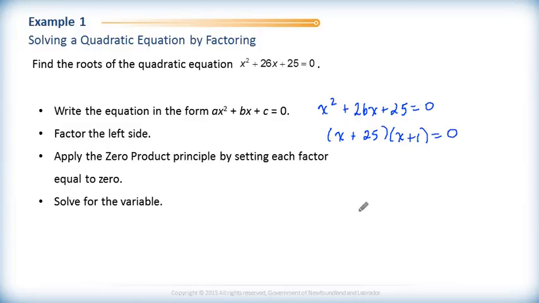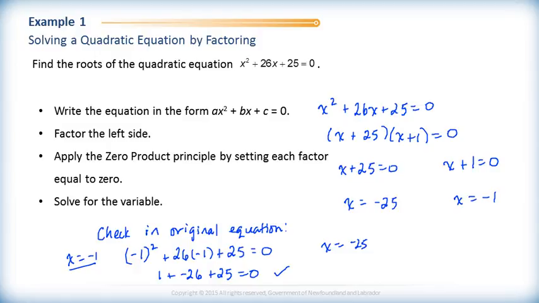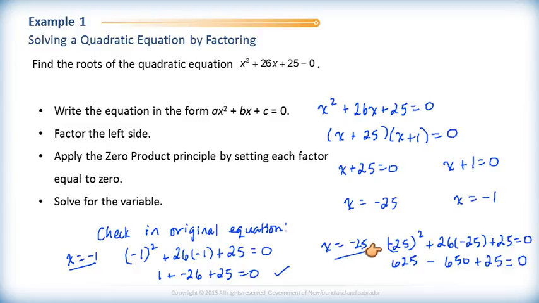We next apply the zero product principle by setting each factor equal to 0. So we have x + 25 = 0 and x + 1 = 0. And we solve for the variable. In this case, x = −25, x = −1. We should check our answers in the original equation just to make sure they're correct. And it looks like the negative 1 works, and let's try the negative 25. And it looks like the negative 25 also works as well.